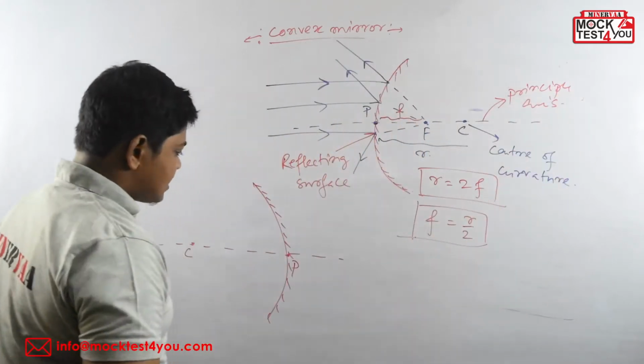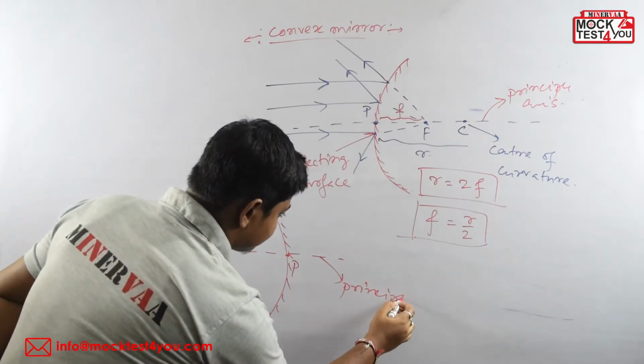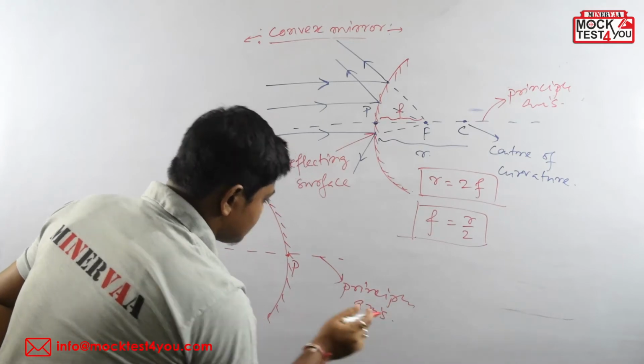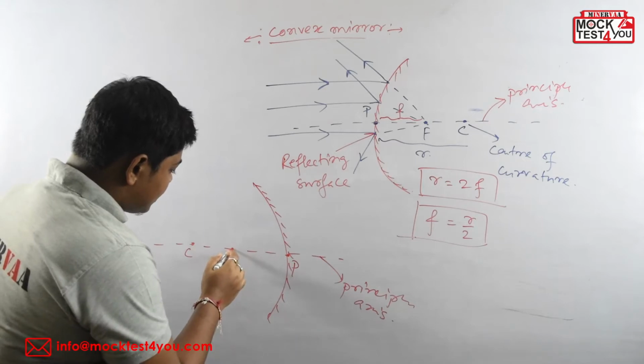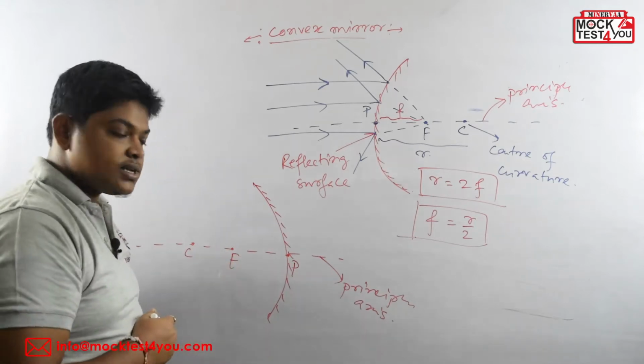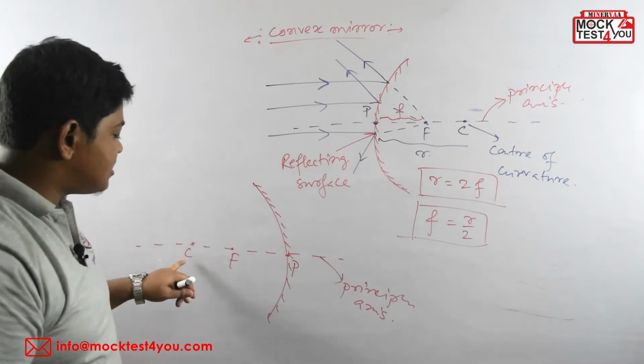This is the principal axis, and in that case also, this is the principal axis, right? Now, what is the midpoint between center of curvature and pole? That is the focus in this case. Now, why am I saying that this should be the focus, that is the midpoint of center of curvature and pole?